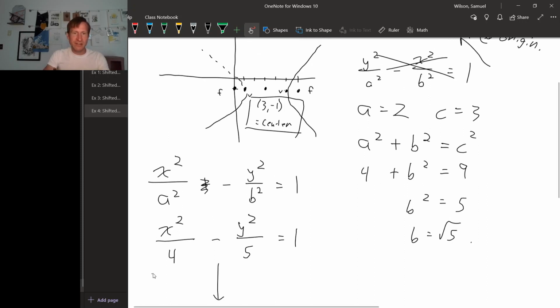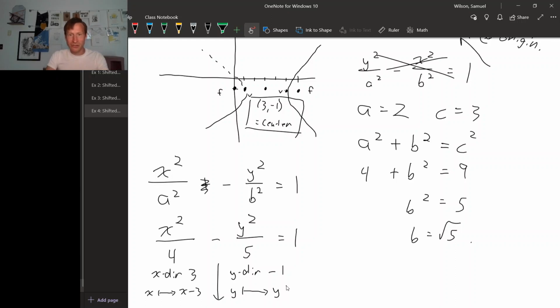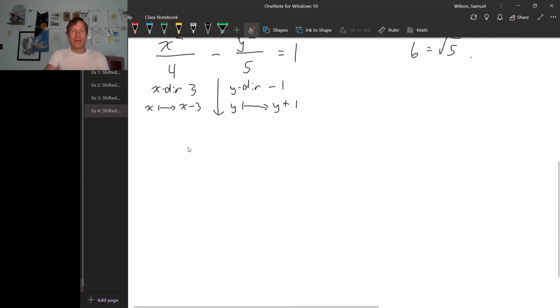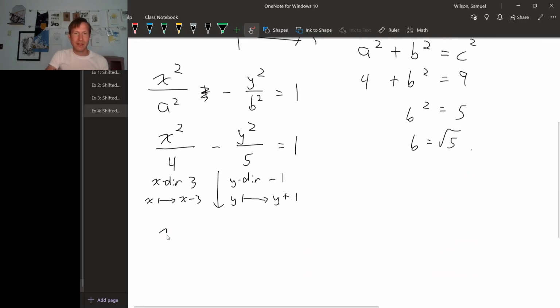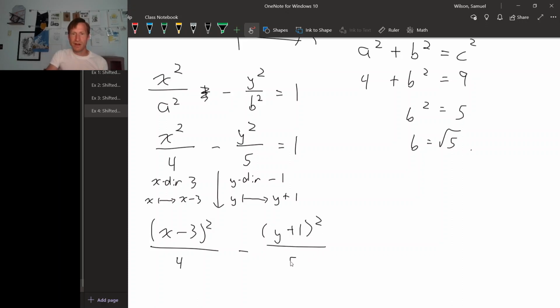So when we shift in the x direction, we're going to shift 3. So we're going to replace x with x minus 3. And in the y direction, we're going to shift by minus 1. And so we're going to replace y with y minus negative 1, so y plus 1. Okay, that gives us x minus 3 squared over 4 minus y plus 1 squared over 5 equals 1. And so there's the equation for this hyperbola.